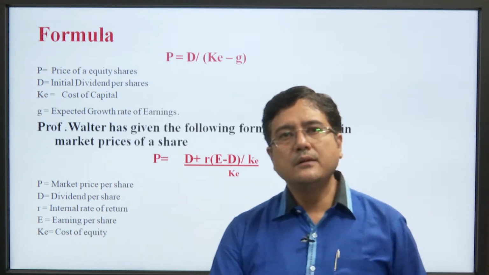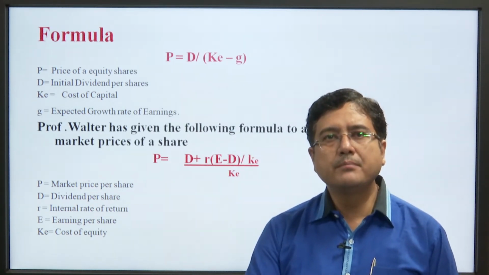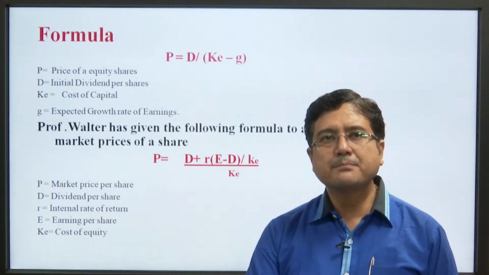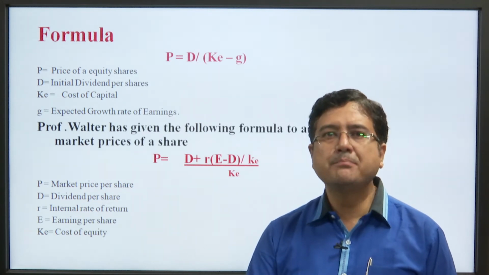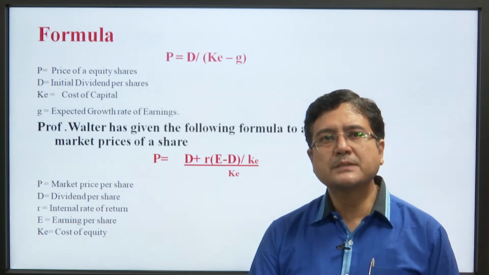Now, come to the formula. Here the formula is P equals D divided by K minus G. P is the price of the equity share, D is the dividend paid, K is the cost of equity and G is the expected growth of earnings.